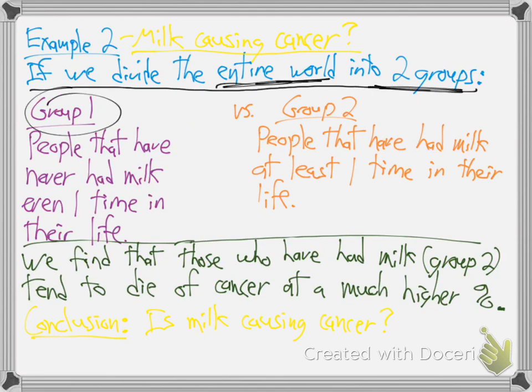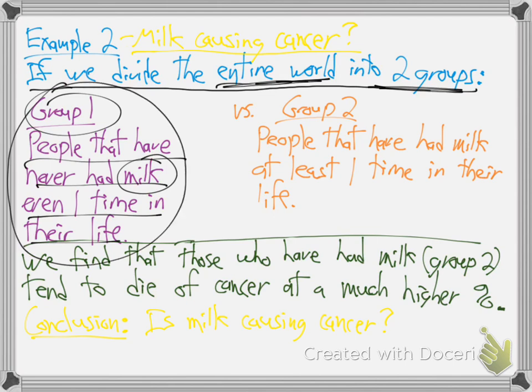If we divide the entire world, so the United States, the entire world, into 2 groups. Group number 1, people that have never had milk, even one time in their life. So I'm talking about never had it. Not just people that are maybe lactose intolerant, they don't like milk. The only way they would know they're lactose intolerant is if they had milk and had a bad reaction to it. No, I'm talking about group 1 is people that have never had milk even one time in their life.